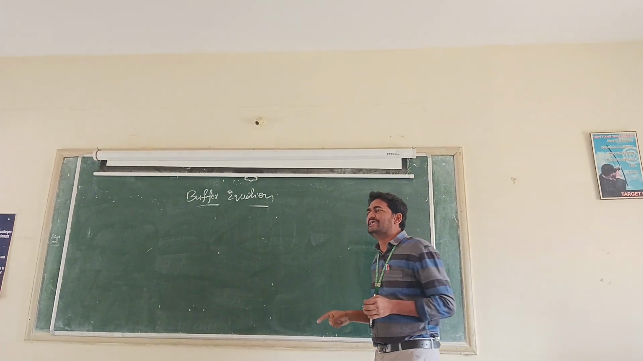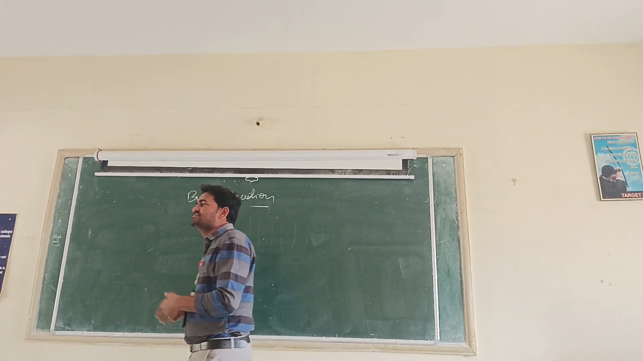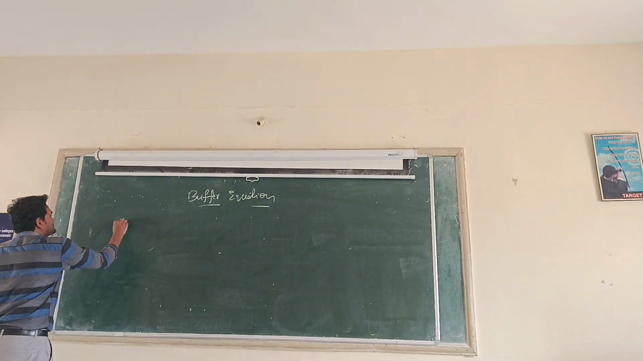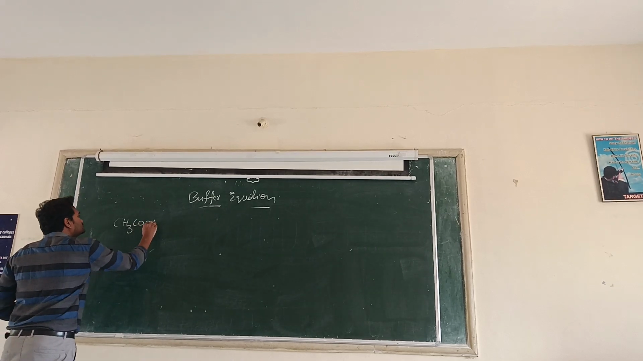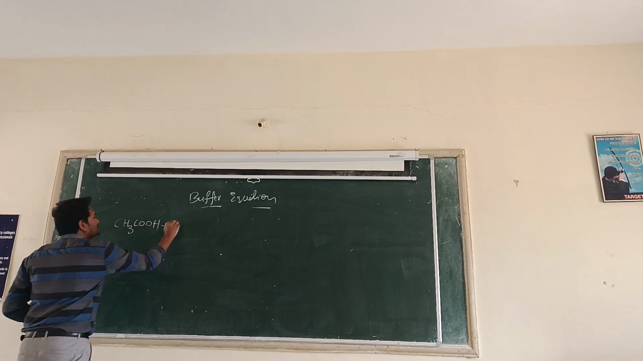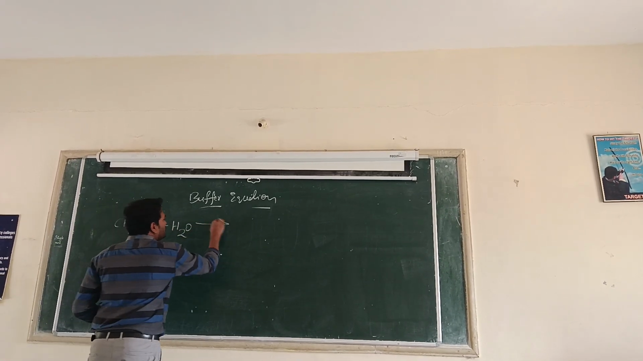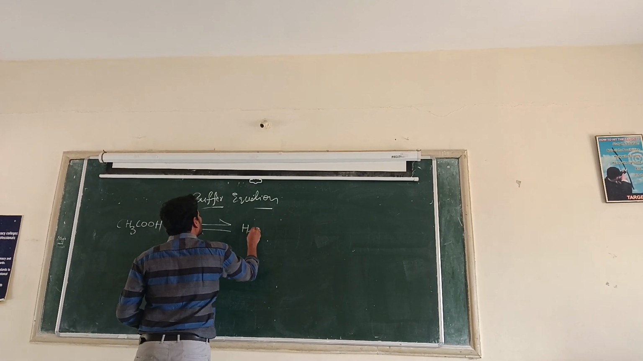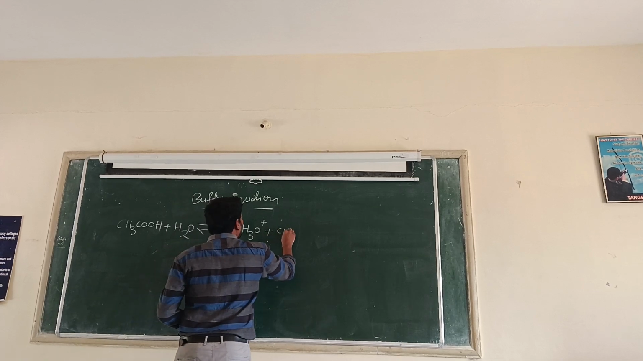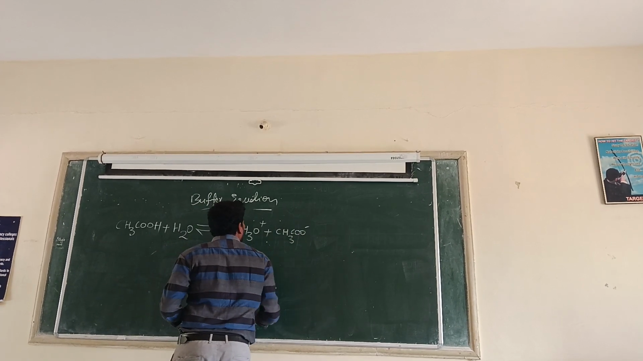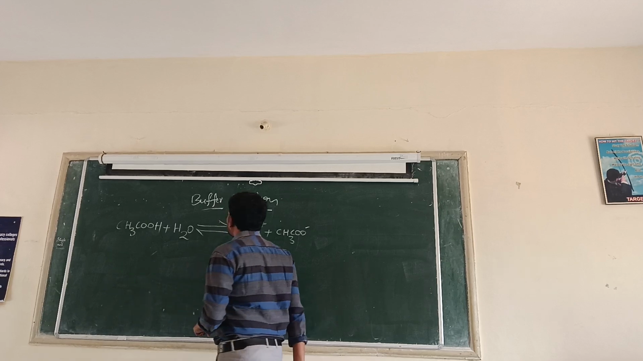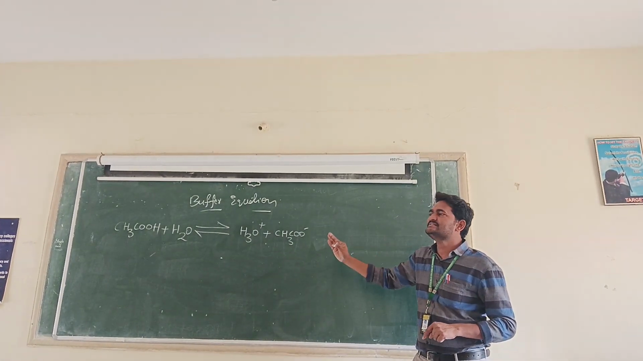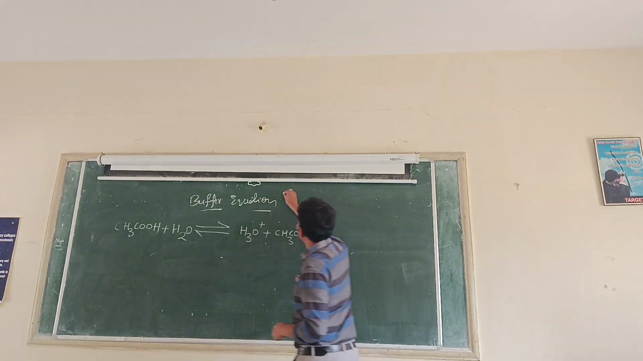For this we have to take a weak acid reacting with water and see what happens. Here we are considering acetic acid as the weak acid. Whenever acetic acid is reacting with water, it will give hydronium ion and acetate ion. This is the first equation in the derivation of the buffer equation, which is also known as the Henderson Hasselbalch equation.